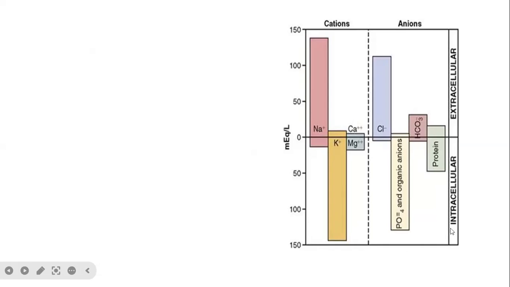The major intracellular cation is potassium and magnesium, whereas major intracellular anions include phosphate and organic anions along with proteins. The major extracellular cation include the sodium and chloride, whereas major extracellular anions are chloride and bicarb.